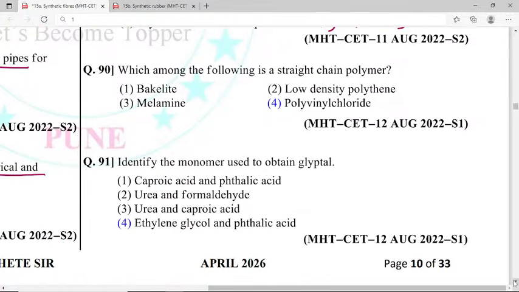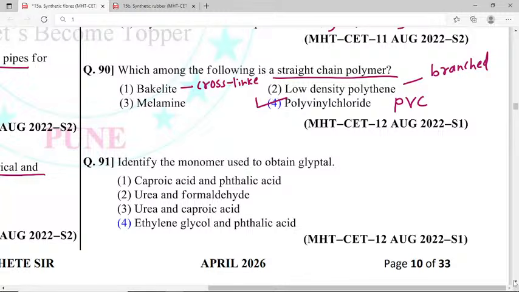Which among the following is a straight chain polymer? So the straight chain polymer is polyvinyl chloride, PVC. PVC is the answer. Low density polythene is branched, not straight. Bakelite is a cross-linked network. Melamine is again a cross-linked network.